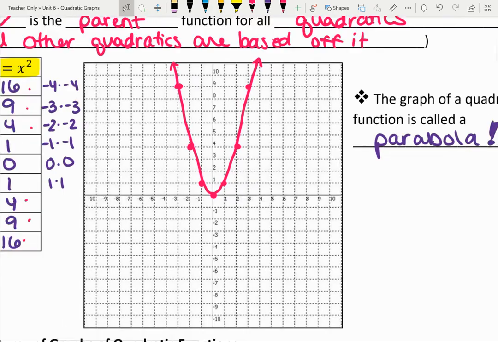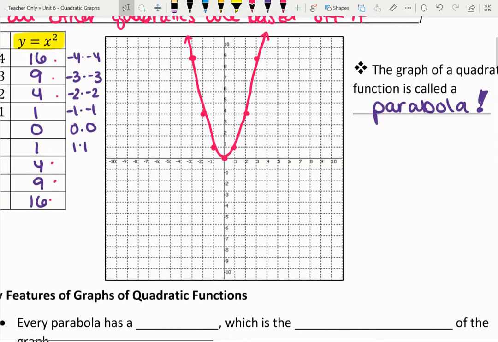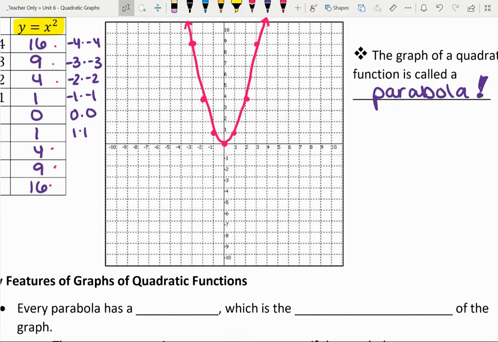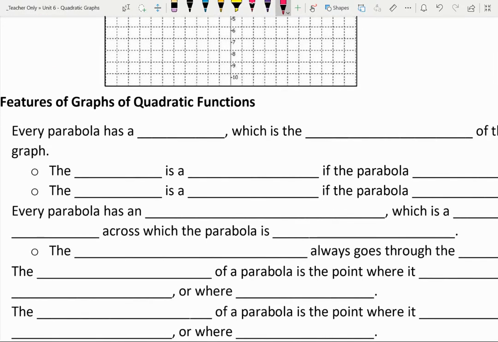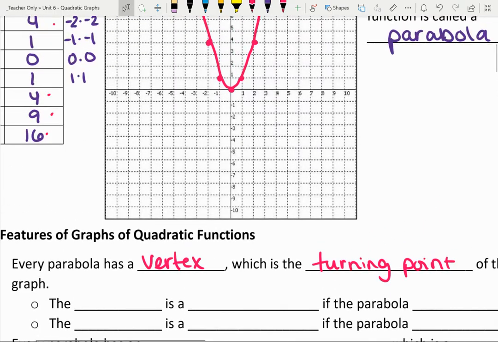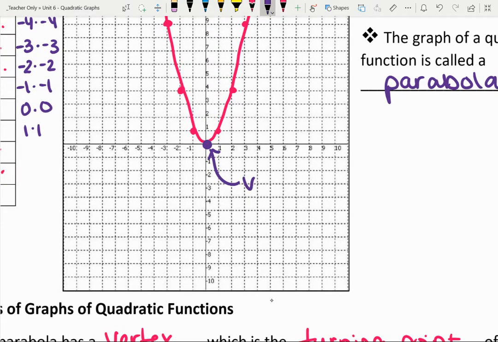So we've talked about some key features here, some important parts of this graph, but I want to give them names, especially since you watched your video yesterday, and talk about what they mean. Every parabola has a vertex, which is the turning point of the graph. It's the point on the graph where it turns around. On our graph, where our parabola turns around is the coordinate point 0, 0. So I'm going to make a note that that is the vertex, 0, 0.